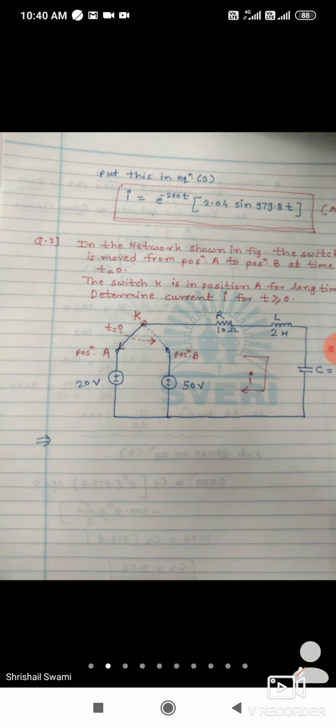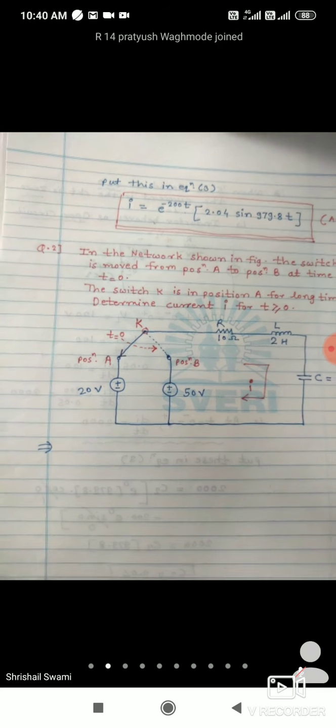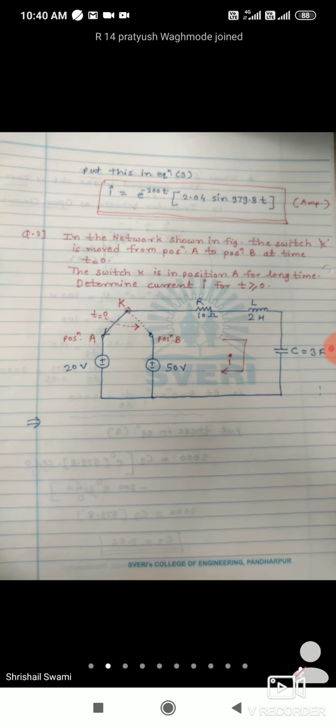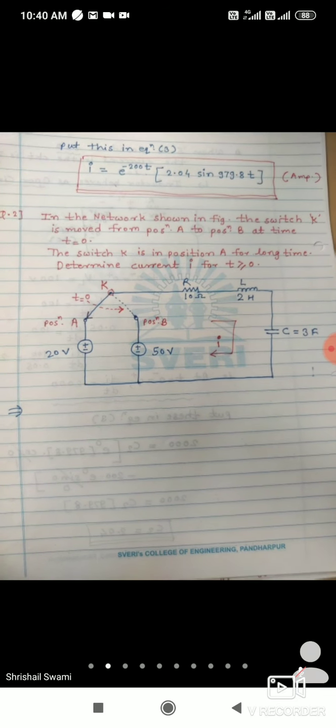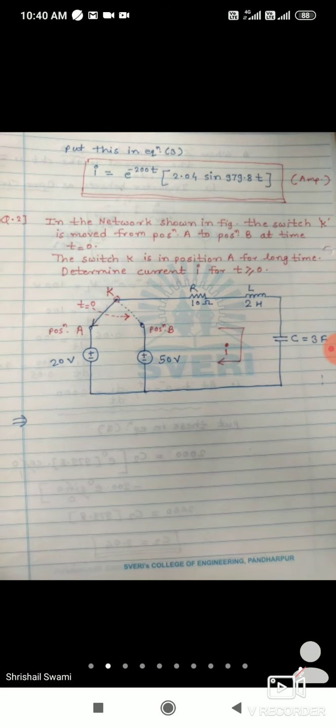In the last lecture, we solved one problem based on the series RLC circuit. In that, we got the roots complex conjugate, so according to that, we solved that problem. Today we are going to solve the second problem based on the RLC circuit.